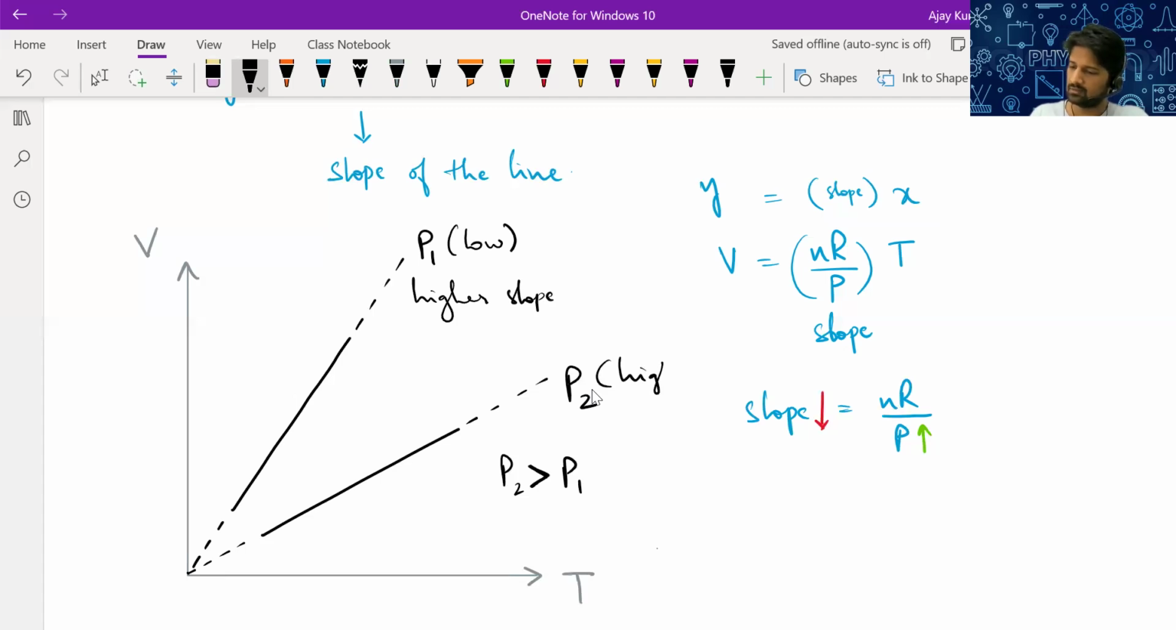Higher pressure, lower slope. But this is because we took volume on the y-axis, temperature on the x-axis. If you take temperature on the y-axis and volume on the x-axis, then it will get reversed.